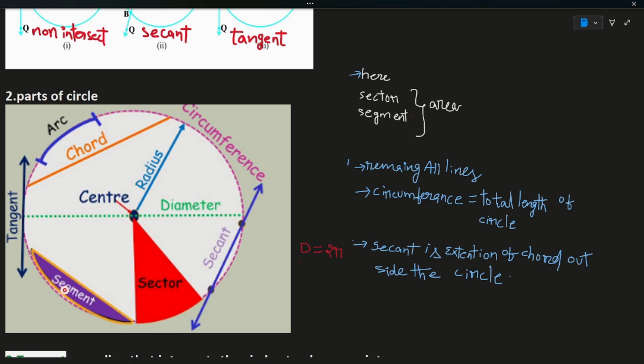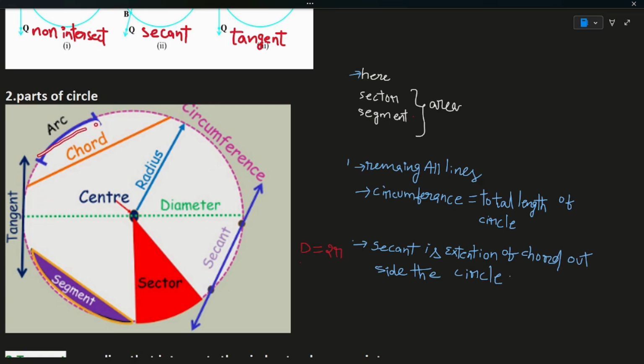What is a segment? A segment is also an area type of property of a circle. This complete blue zone is a segment. This means the area which is enclosed within these lines, I can call it a segment. The area enclosed within this red zone, I can call it a sector. The sector and segment are not simply lines, they are areas. Means they have a little bit of area, but the remaining are all simply lines.